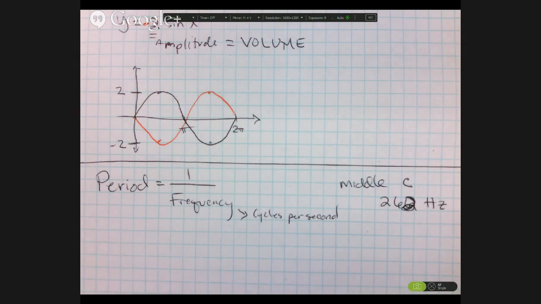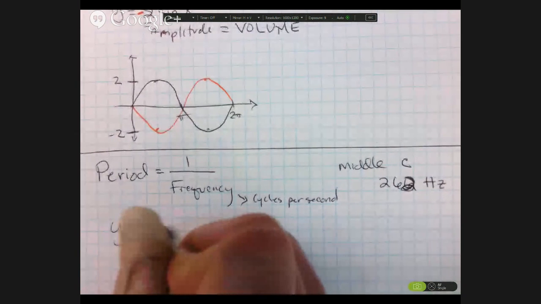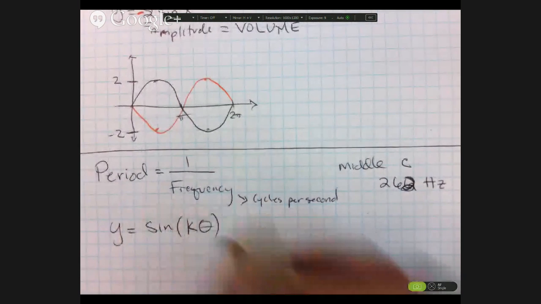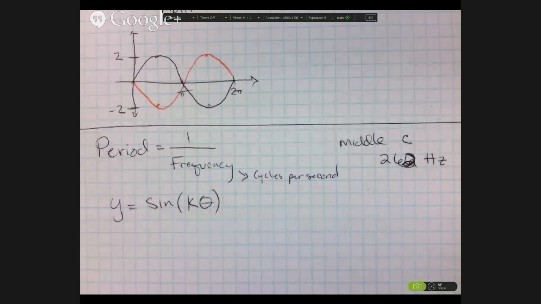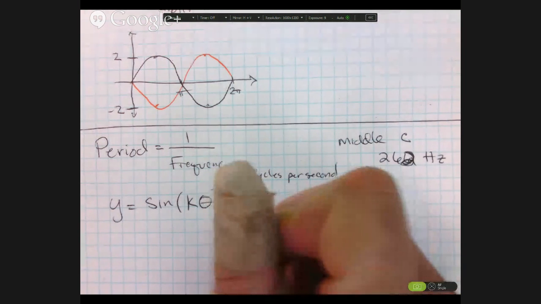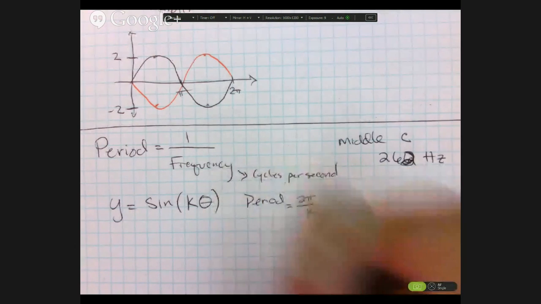Okay. So to put that into a function, you have to know the value of K. The period is 2 pi over K.